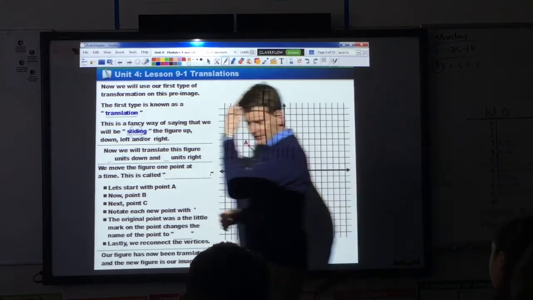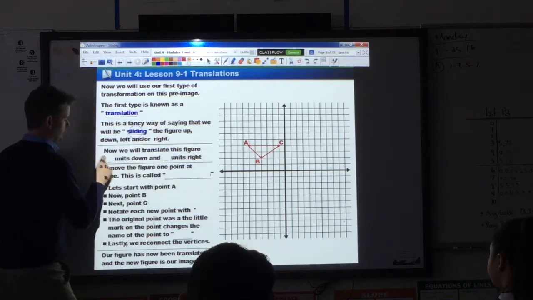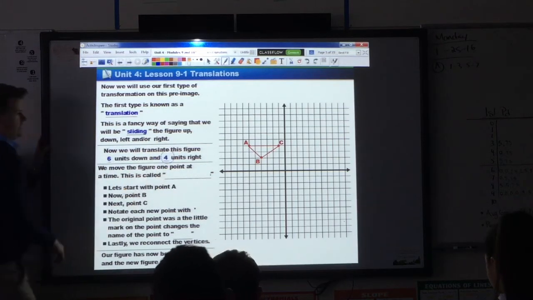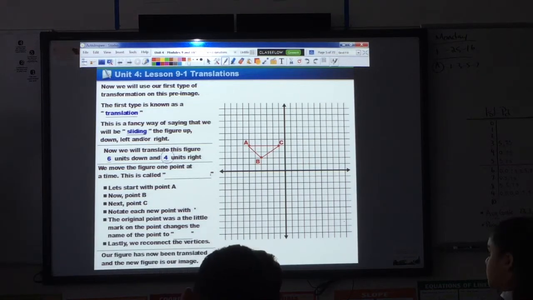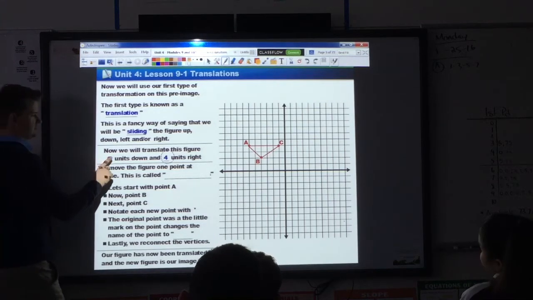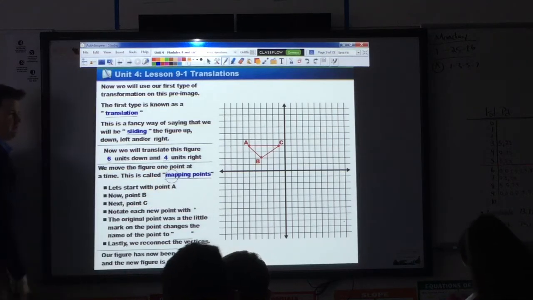Now, in order to slide it, we need directions. Generally, directions will be given to you. You're not going to be asked just to randomly create directions. For this particular figure, we want to translate it 6 units down and 4 units to the right. So that means that we're going to be taking each point, point A, point B, and point C. We're going to move each point 6 units down, 4 units right. That is known as mapping points.